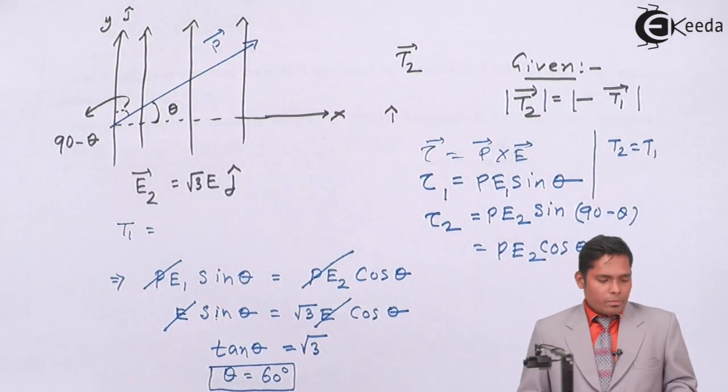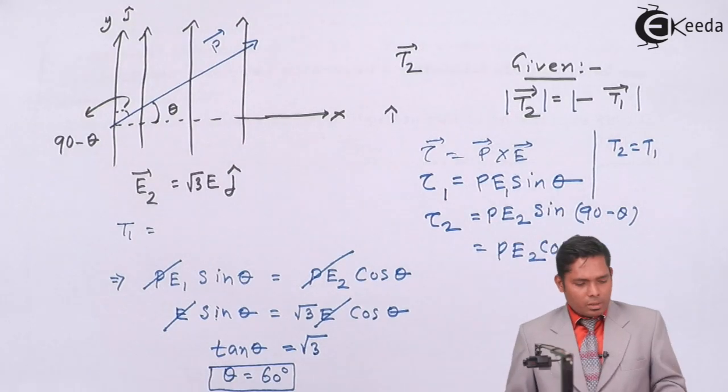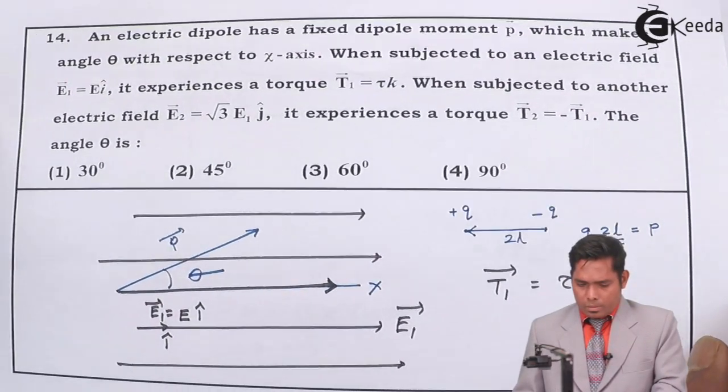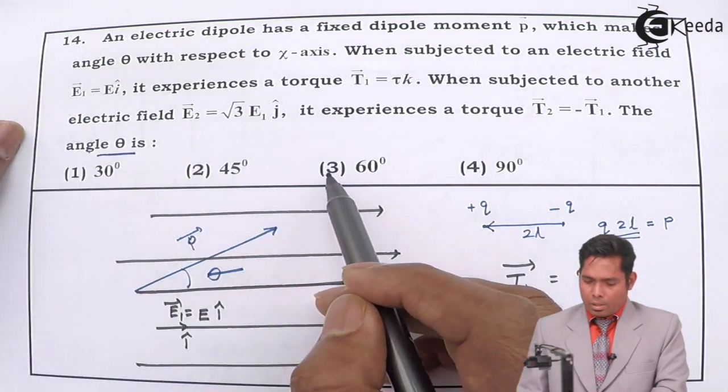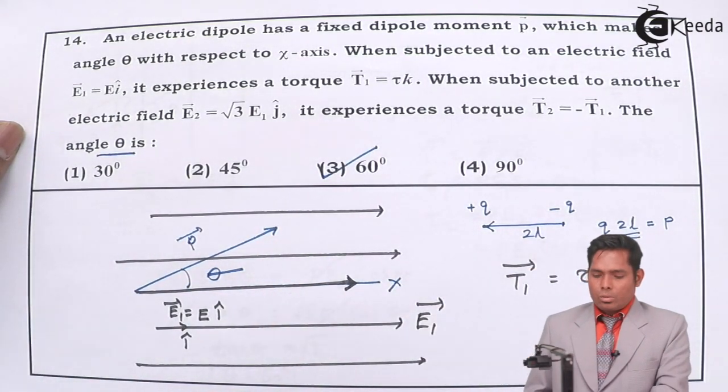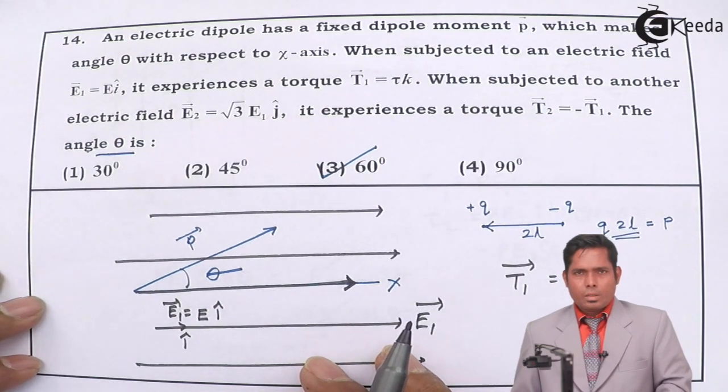So if you look at the question again, you can see the angle theta is 60 degrees. So option number 3 is correct. Okay, thank you.